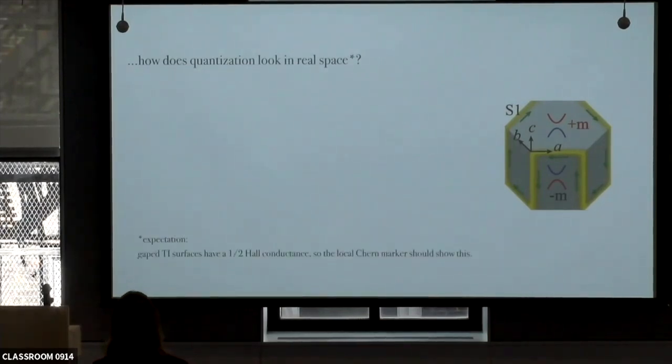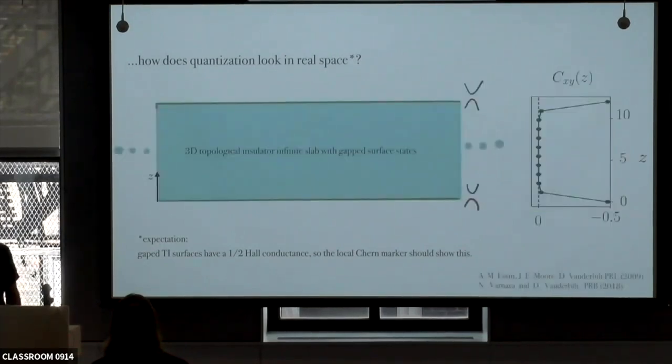So, an expectation that people that know about TIs know is that whenever you gap a surface of a TI, you basically get a half e squared over h conductance due to the gapped Dirac states. So this was known long ago, and you can do a very simple calculation. Basically, you can do a layer-resolved calculation of the Chern number. This was already done in this paper by Joe Moore and Vanderbilt and Essin.